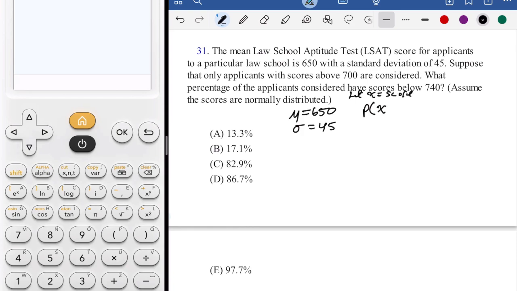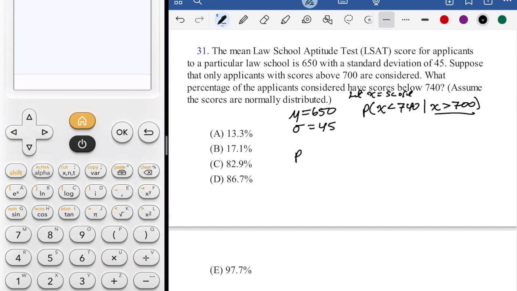is less than 740 given that it's already above 700. So it's kind of like looking at it from the perspective of if you're in the 700 category already, what would be the probability that you had a score that's less than 740? All right, so we can figure out each one individually.